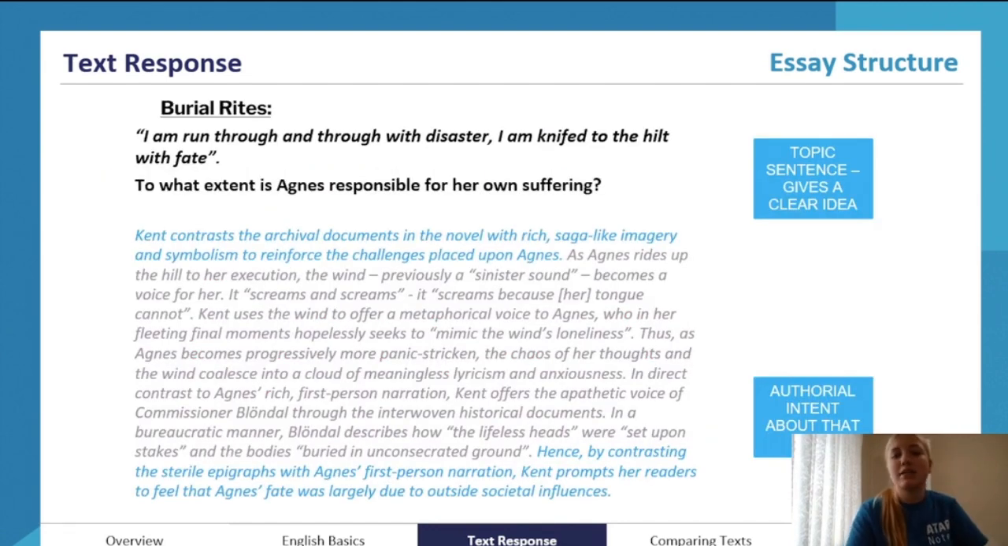Looking at an example of body paragraph essay structure as well, in this case. "I'm run through and through with disaster. I am knifed to the hilt with fate from burial rites." To what extent is Agnes responsible for her own suffering? So we have a topic sentence that gives us a clear idea: "can contrast the archival documents in the novel with rich, saga-like imagery and symbolism to reinforce the challenges placed upon Agnes." To establish, we're using different words to say this, but yes, Agnes is suffering, and that there are external forces for this because there's imagery and documents.